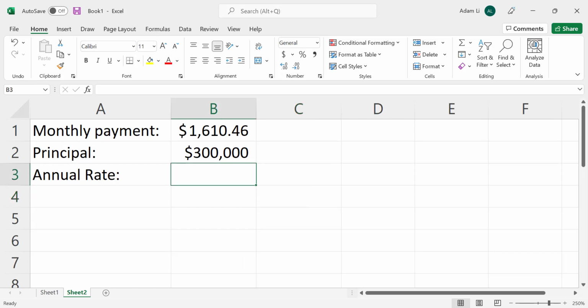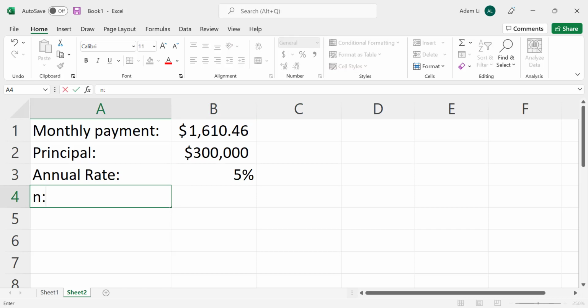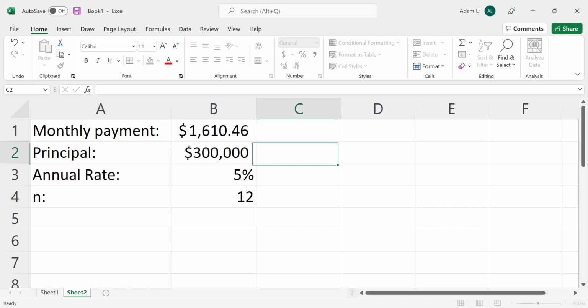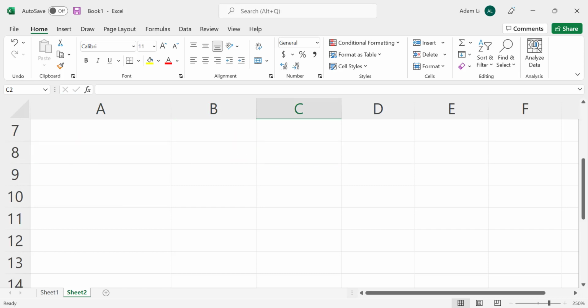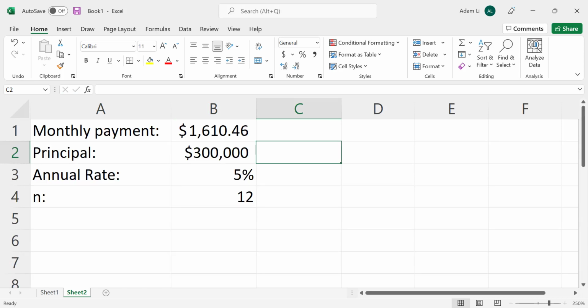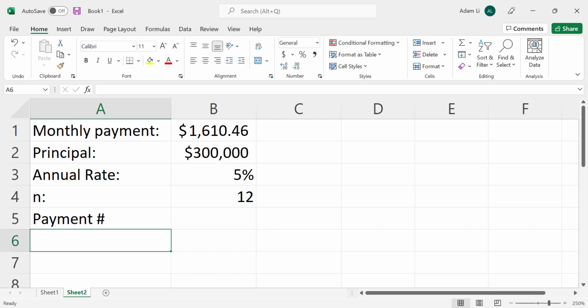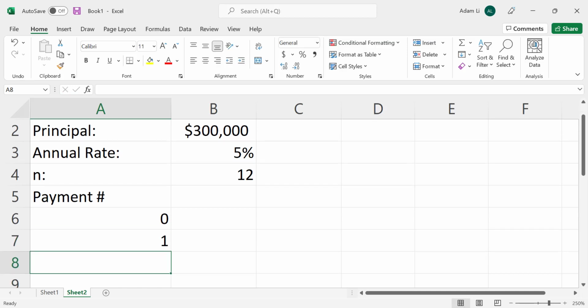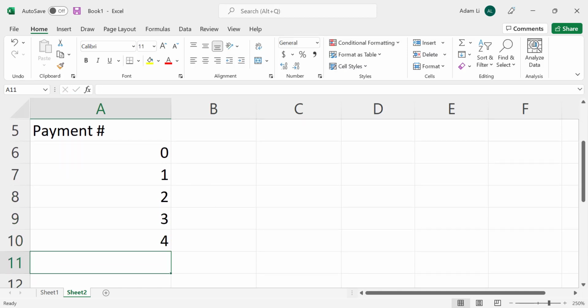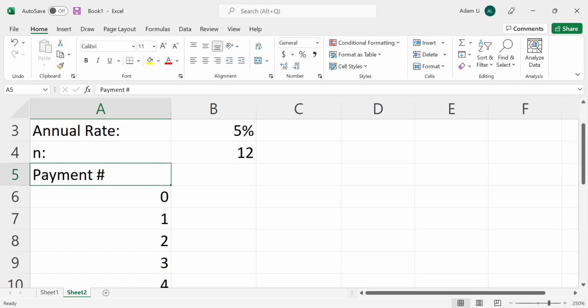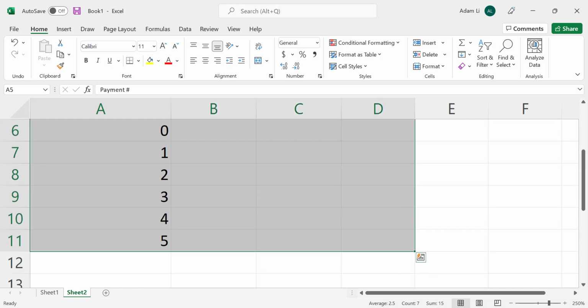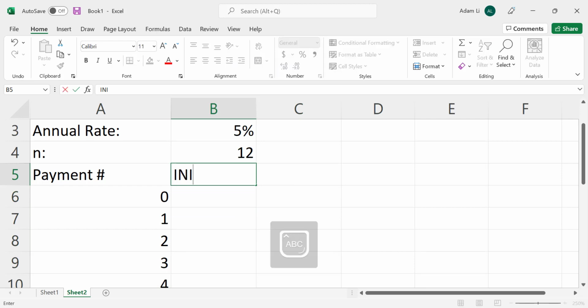Annual rate, that's 5%. Compounding period A. So now we just list all this information. Now we start creating the amortization schedule. So we start with the payment number. So we start with payment number 0, 1, 2, 3, 4, 5. And we only need 5 payments, and we need to figure out how much interest paid.